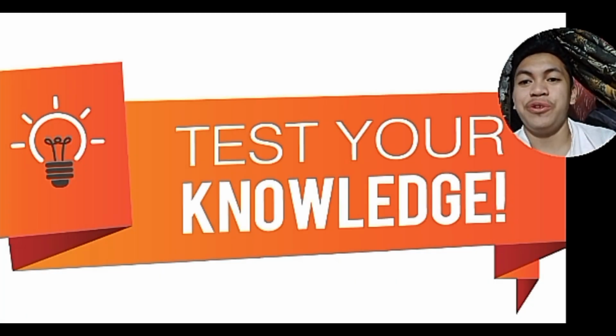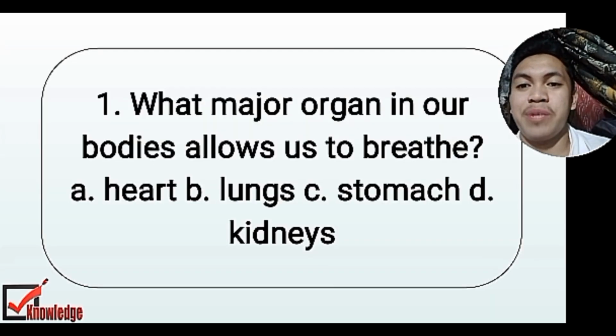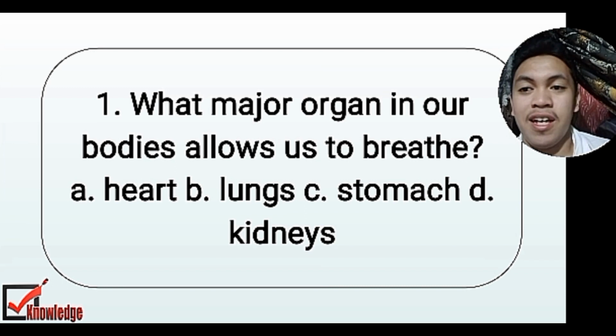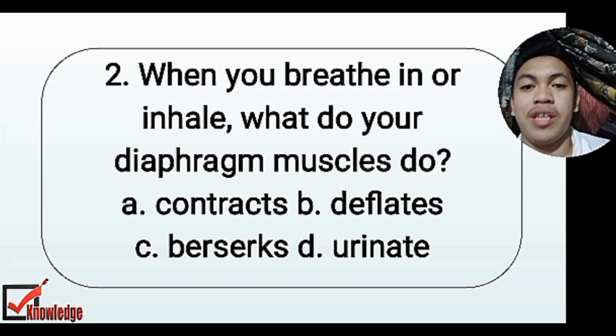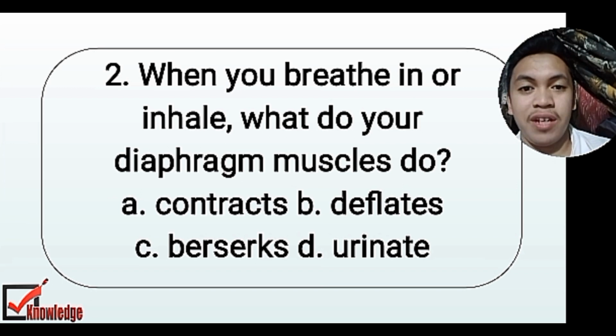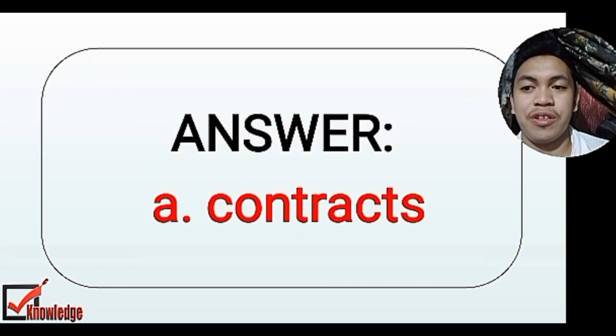Time to test your knowledge. Let's get it started. What major organ in our bodies allows us to breathe? Is it letter A, heart, letter B, lungs, letter C, stomach, or letter D, kidneys? The correct answer is letter B, lungs. For number 2, when you breathe in or inhale, what do your diaphragm muscles do? Is it A, contracts, B, deflates, C, berserks, or letter D, urinate? The correct answer is letter A, contracts.